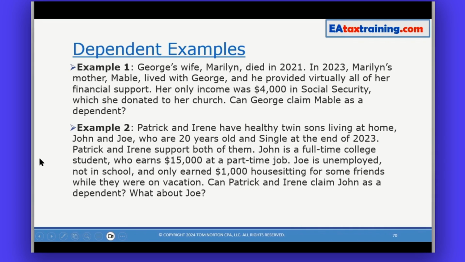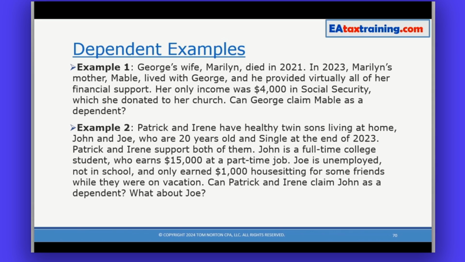So let's do a couple of dependent examples. George's wife, Marilyn, died in 2021. In 2023, Marilyn's mother, Mabel, so this is George's mother-in-law, lived with George, and he provided virtually all of her financial support. Her only income was $4,000 in Social Security, which she donated to her church. Can George claim Mabel as a dependent?